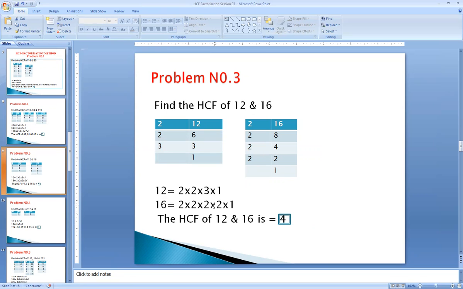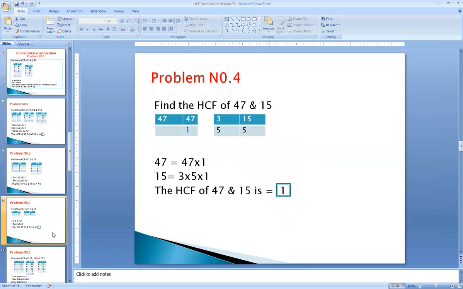Now we'll have to check what are the common numbers. 2 is repeated in both the cases. How many times? 2 times is repeated in both the cases. So we should take only 2 times. 3 and 1. 3 is not there in the second case. Ignore it. 1 is there. So we can take 2 into 2 into 1. The value of HCF is 4. So this is how to calculate HCF.